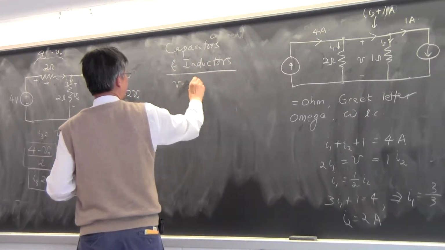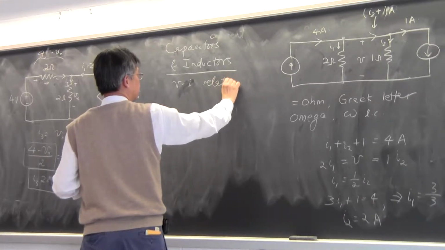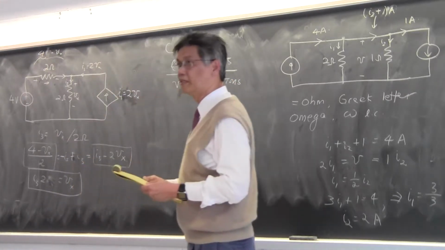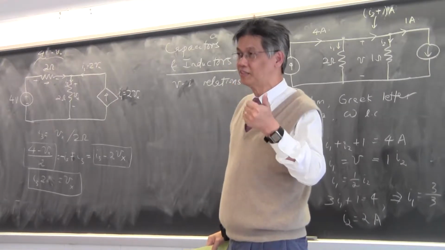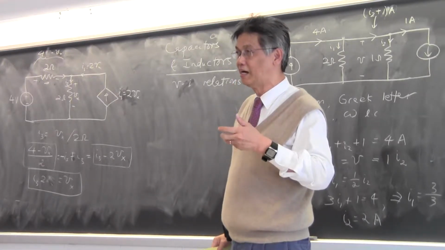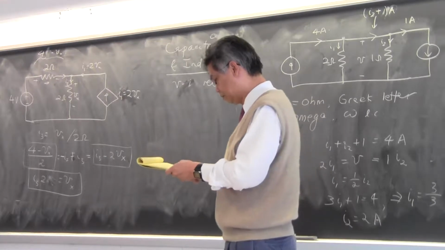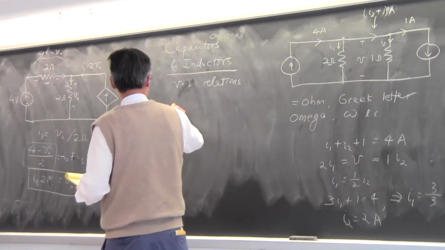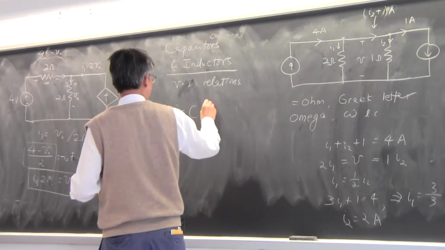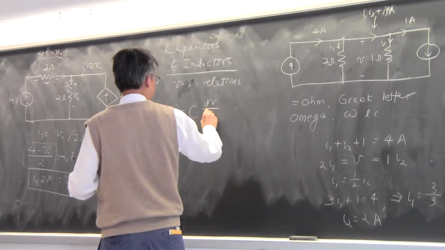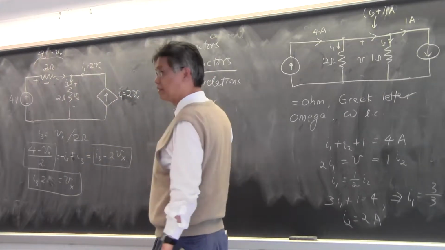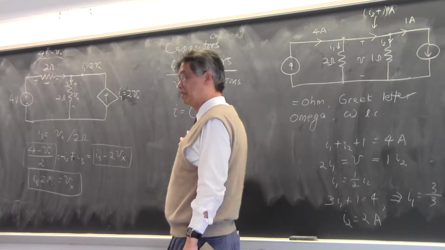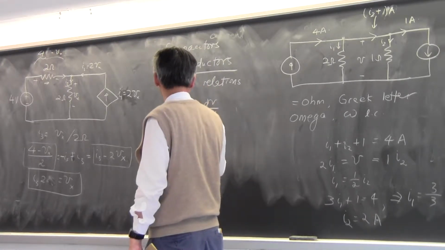The VI relationship of these capacitors and inductors. We talk about the VI relations of a resistor. That's very simple, just V equals IR. But capacitors are a little bit more complicated. Okay? The current flow in the capacitor is C dV/dt. Okay? Capacitors are charge storing devices.